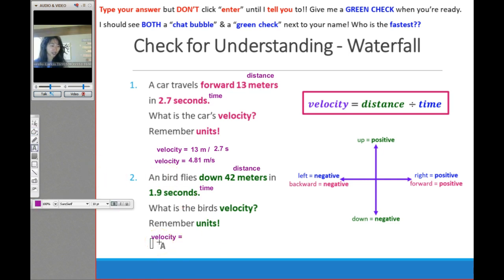All right, I got an answer from Andres. I see Tariq typing, Taylor typing, Israel typing. Get your answers in the chat box. Again, a bird is flying down 42 meters in 1.9 seconds. What is its velocity? Remember your units. I see Andres gave me units. Love it. I see Dree typing, Hope typing, Arrow typing. Awesome. Get your answers in the chat box.